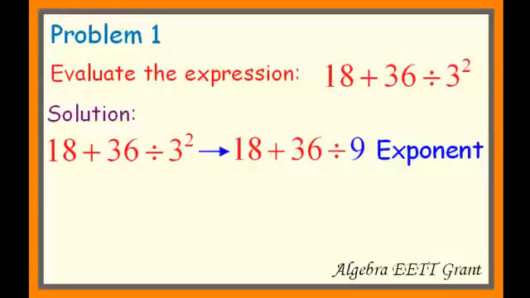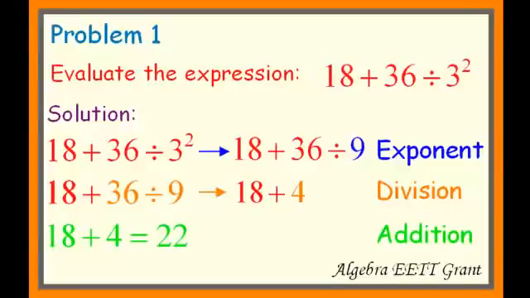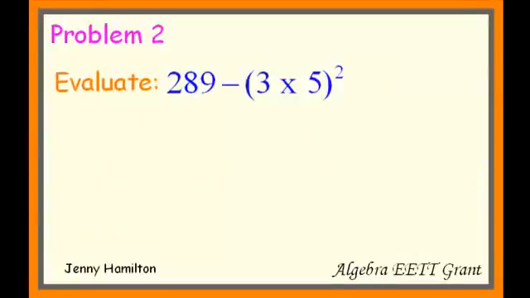Now the next thing we have to do is multiply and divide from left to right. Well, we have a division symbol, so we're going to divide 36 divided by 9, and that's going to give us a total of 4. Now we have one more step to go to simplify this completely, and 18 plus 4 will give us 22. That is our simplified version of this expression. Now let's look at a second example.